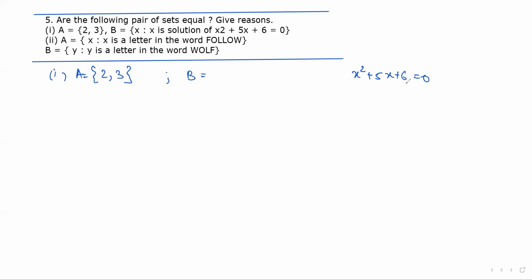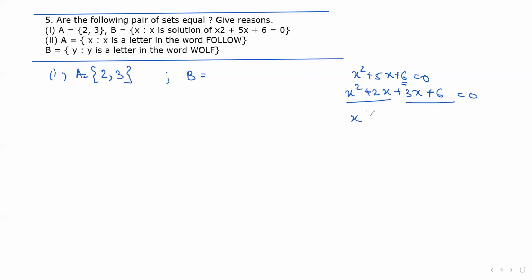Now you can use the middle term splitting method. 6 divided into 2 parts such that the addition is 5. 2 into 3, 2 plus 3 is 5. So x squared plus 2x plus 3x plus 6 is equal to 0.